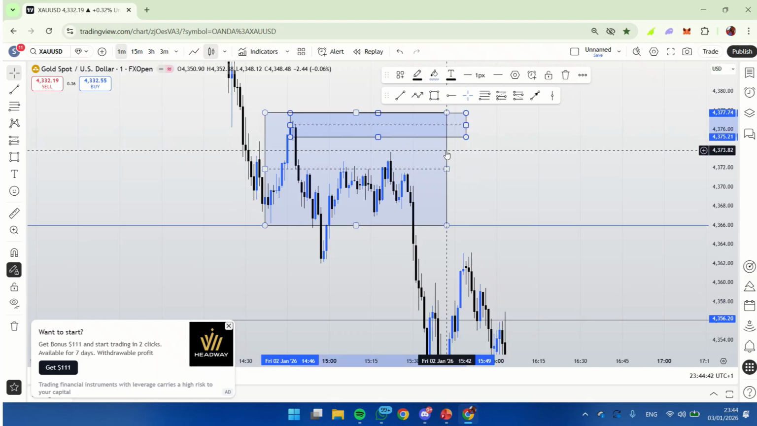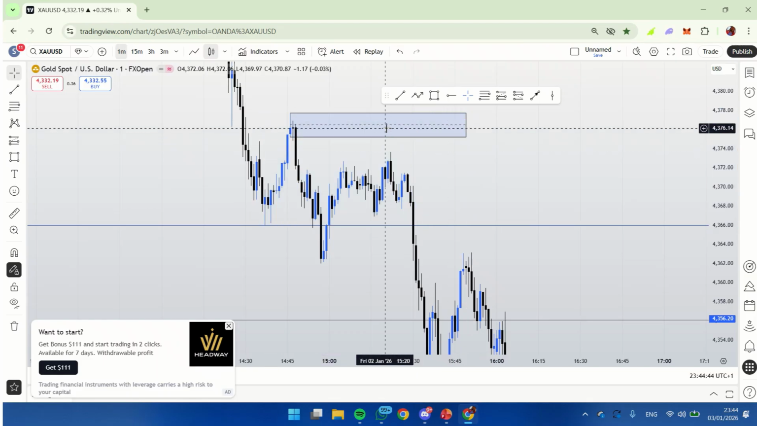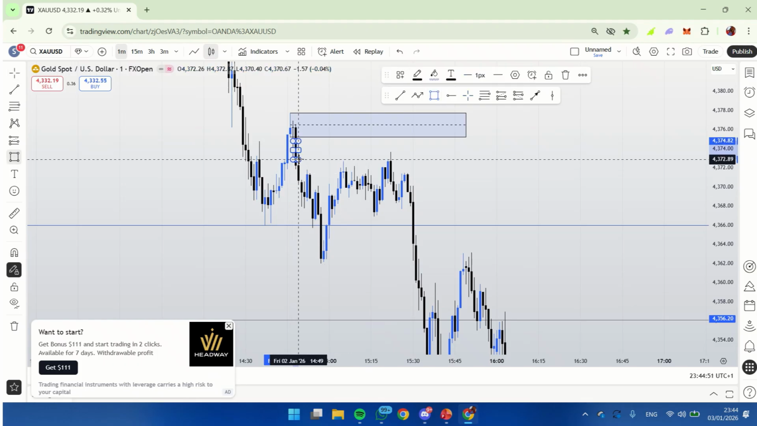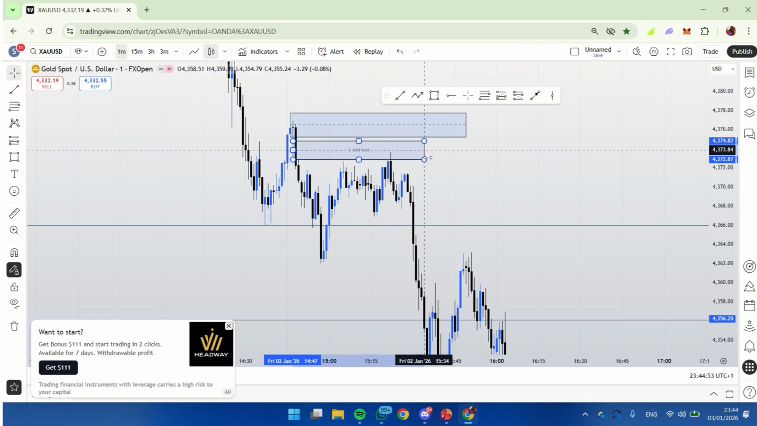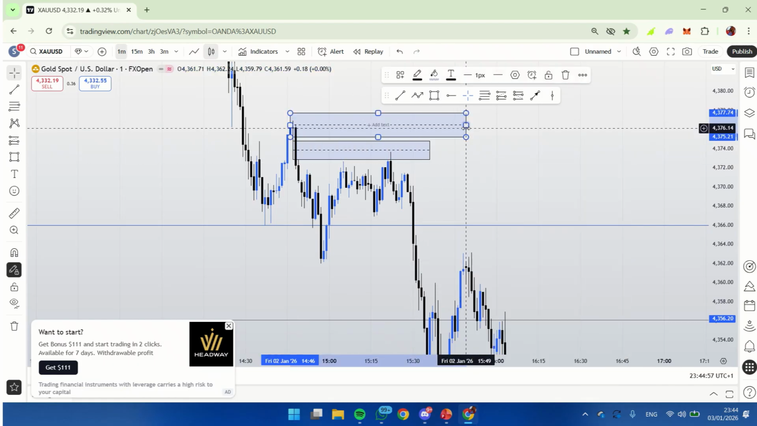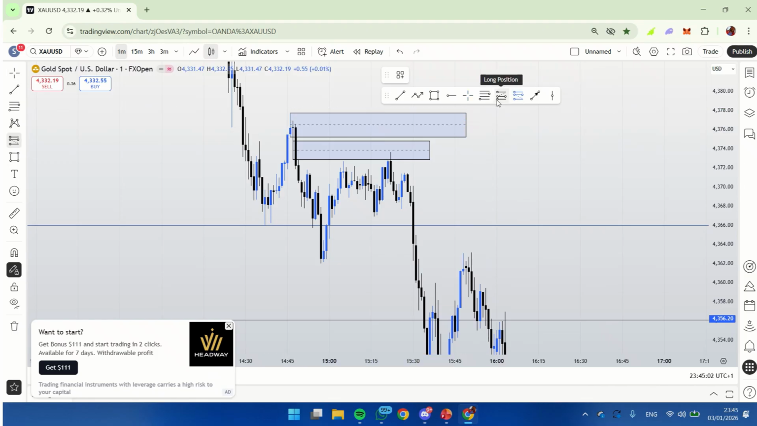So let me show you imbalance. I don't really trade imbalances. You understand? But this is where an imbalance is right here. So some people tend to enter from the imbalance, which totally makes sense here. So the entry would look like this.